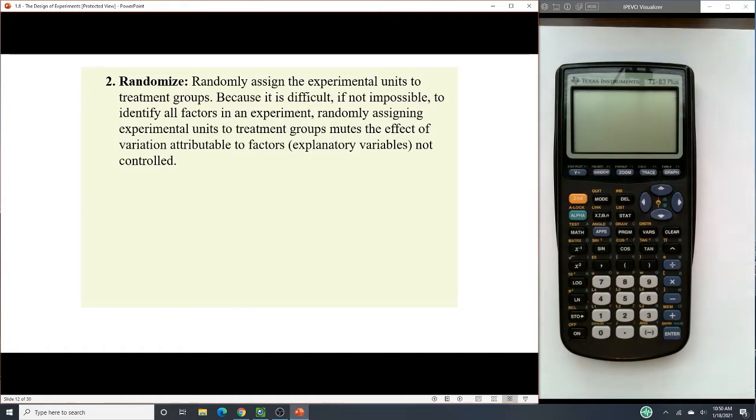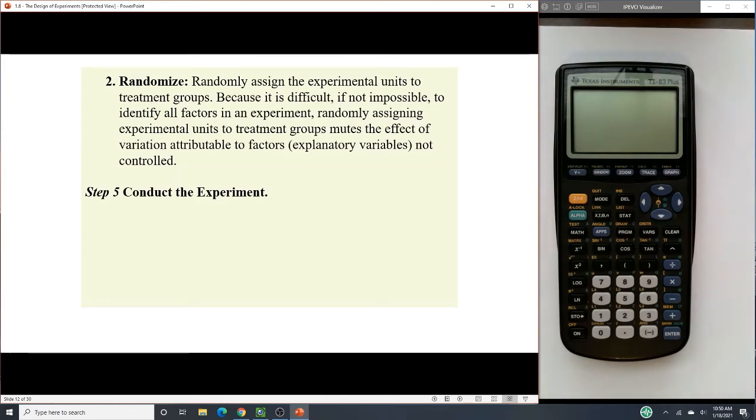Randomize. This means that we randomly assign experimental units to treatment groups. This can be difficult, but not impossible, to identify all the factors in the experiment. Randomly assigning experimental groups mutes the effects of variation attribute. Okay.